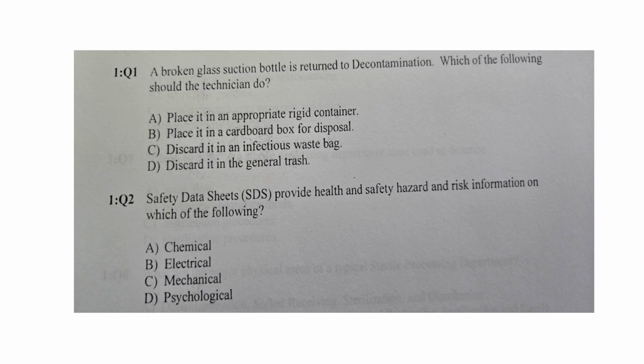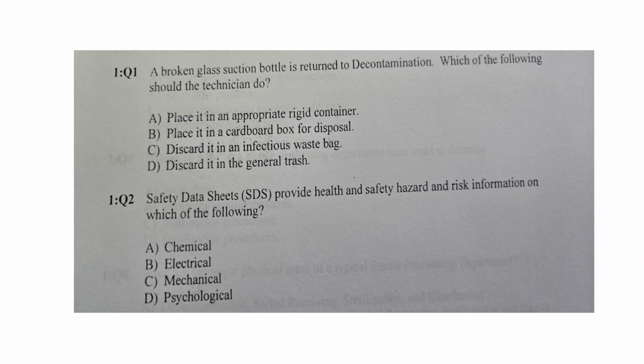Question 1, a broken glass suction bottle is returned to decontamination. Which of the following should the technician do? A, place it in an appropriate rigid container. B, place it in a cardboard box for disposal. C, discard it in an infectious waste bag. Or D, discard it in the general trash. And the correct answer is A. Place it in an appropriate rigid container.